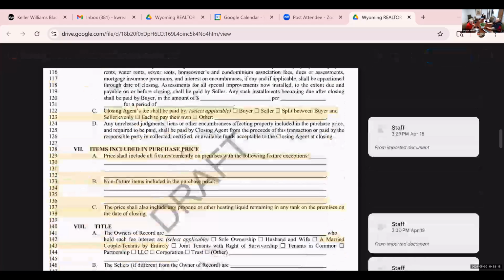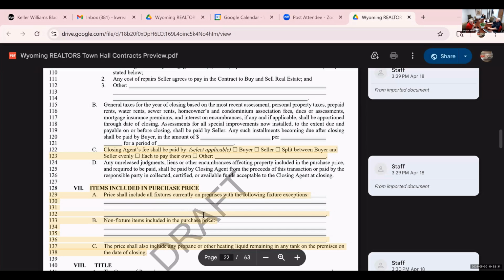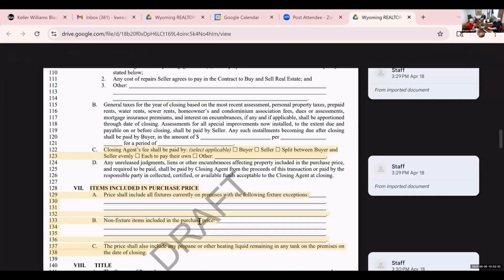If they're splitting it evenly and there's another fee on one side, that means the seller's paying part of the buyer's extra, instead of each paying their own. Now, if there's an extra, the buyer automatically pays for his extra.